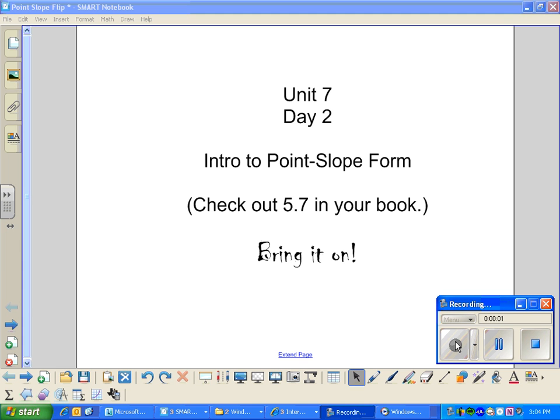Okay kids, let's start point slope form today. For future reference, you can look at section 5.7 in your book.